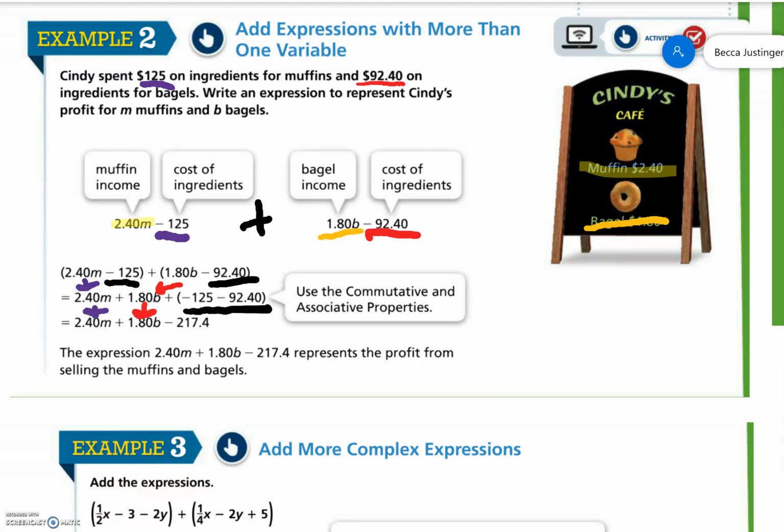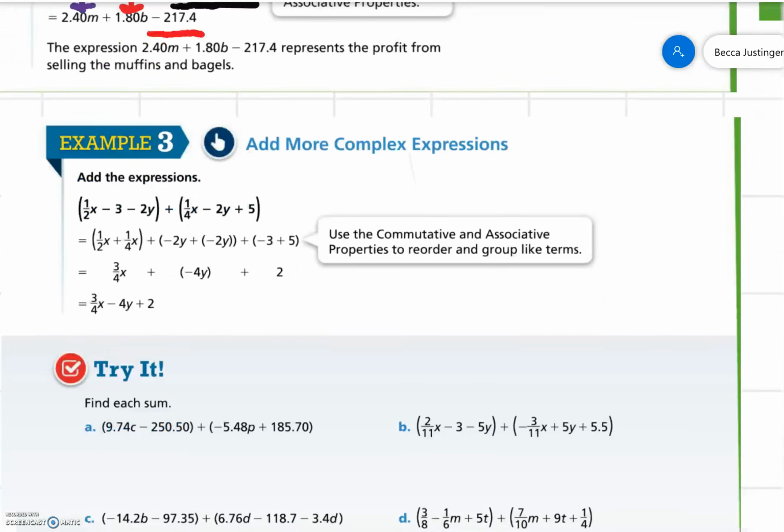But negative 125 minus 92.40 gives us negative 217.4. So the expression 2.40M plus 1.80B minus 217.4 represents the profit from selling the muffins and bagels.